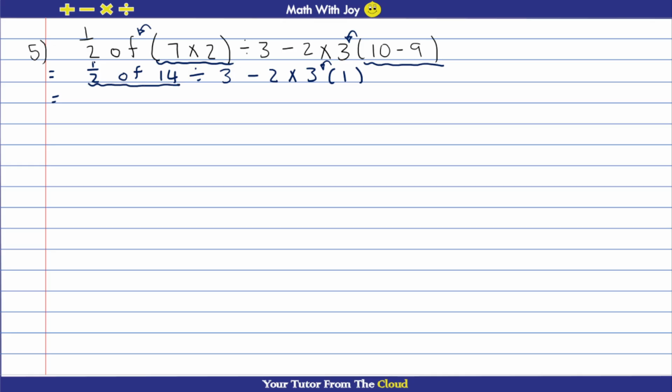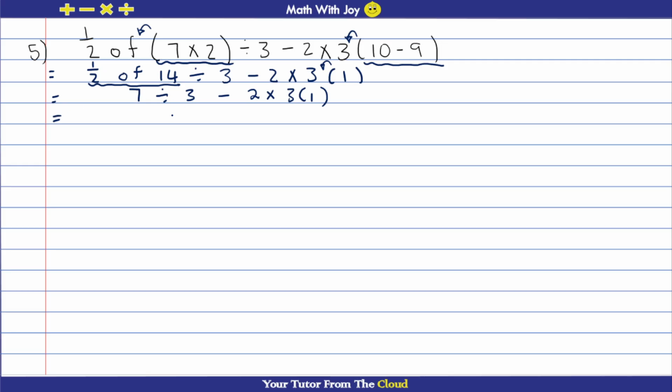So remember, a half of 14 will actually be 7, or we can change the half to a multiplication and do that. But I know that a half of 14 is 7, so I have 7 divided by 3 minus 2 times over here 3 bracket 1. These are multiplying. So now I have all of these multiplying and I have these dividing. So let's go over here.